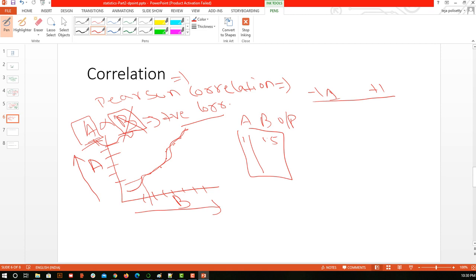Let's see what is positively correlated and what is negatively correlated. Then we'll see what features we should remove and what not. When this is increasing, I can say it is positively correlated. Now let me remove that table. Now we'll see what is negatively correlated.